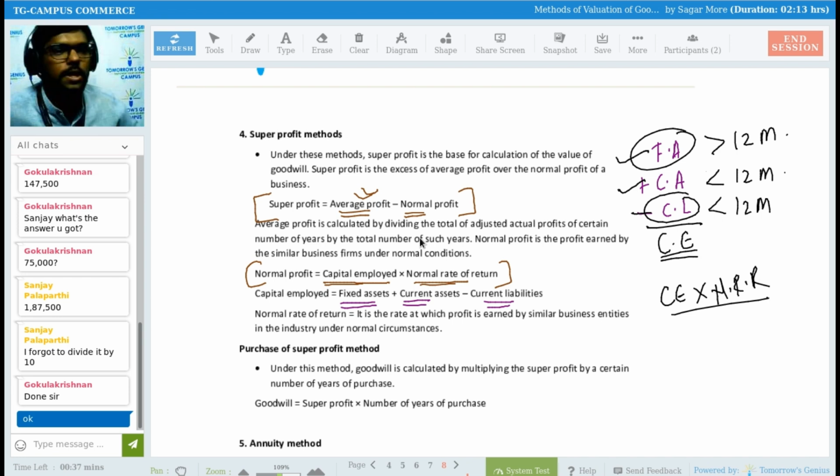So what is the meaning of normal rate of return? Suppose, Sanjay and Gokul, I am giving you 5 lakh rupees, and you are going to put that into your business. That 5 lakh rupees is nothing but your capital employed. So capital employed is the capital invested by you in your business. If it is not given in the question, then I need to find it out: fixed assets plus current assets minus current liabilities.